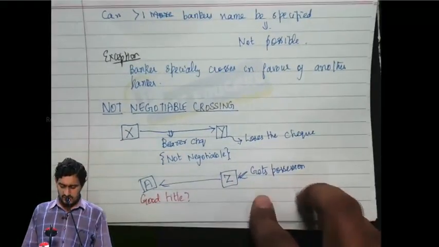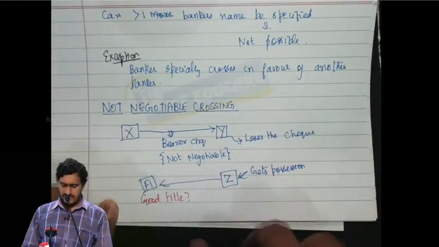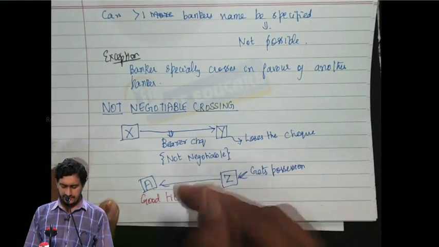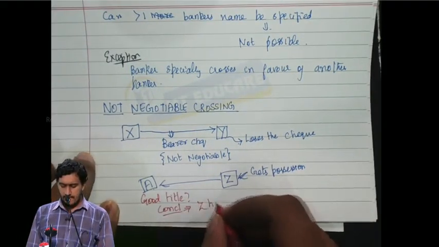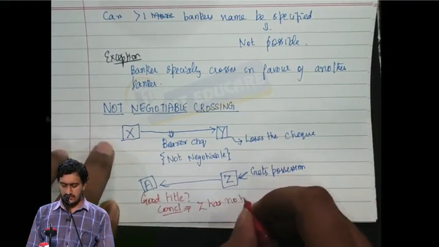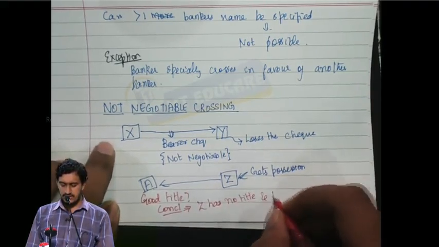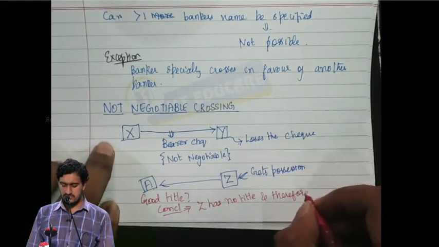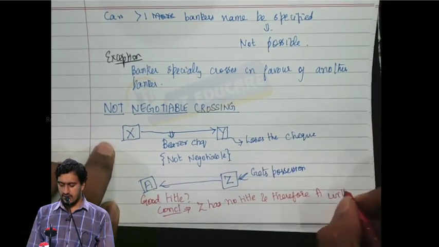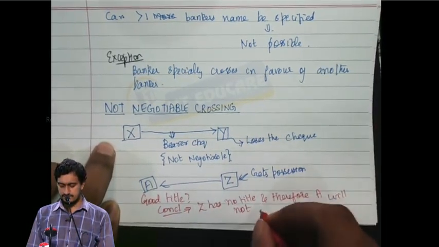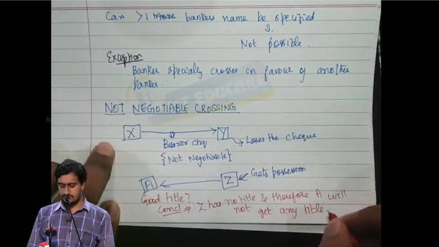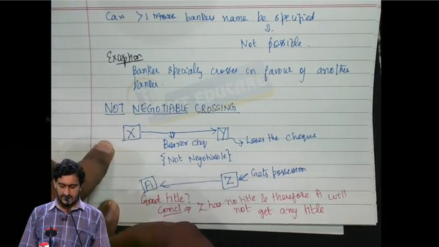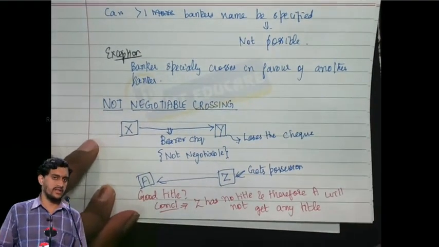So what is the solution to this? Will he get a good title or a defective title? The conclusion is that Z has no title and therefore A will not get any title.